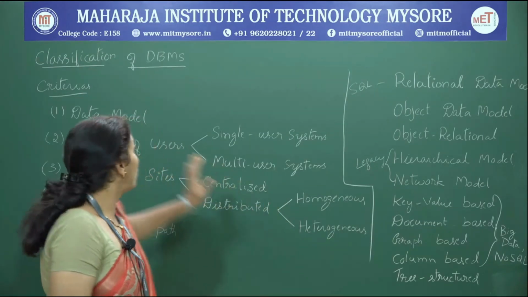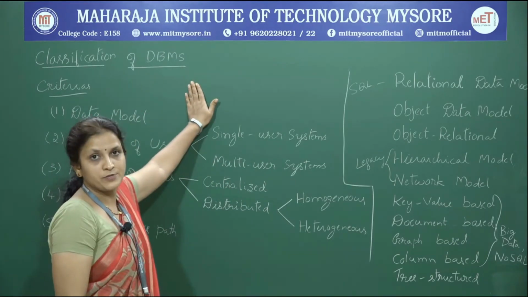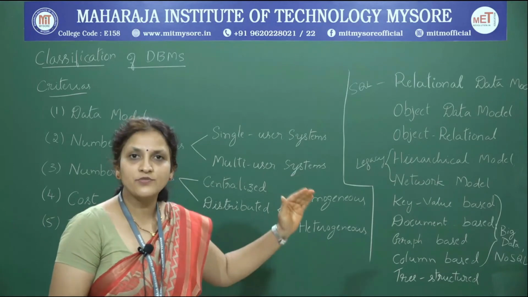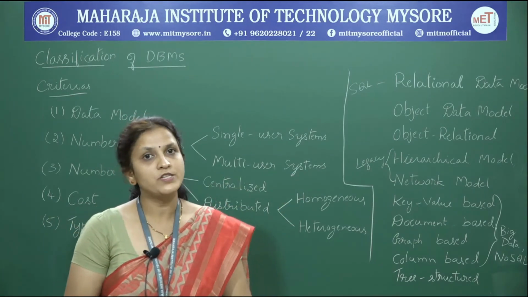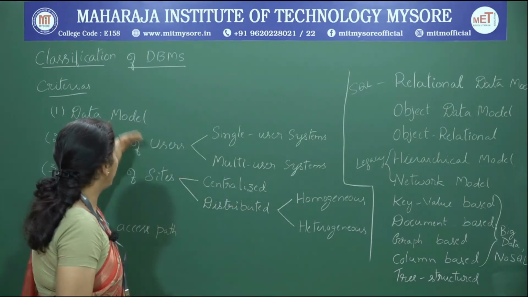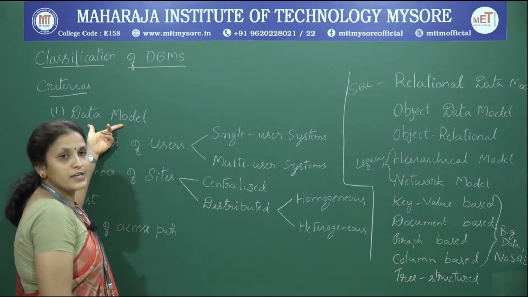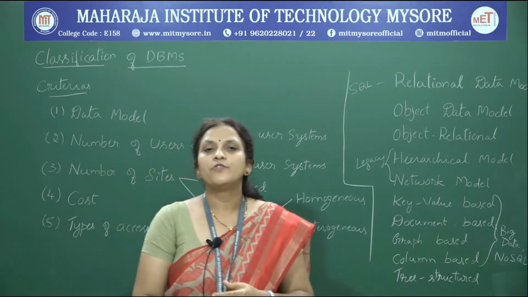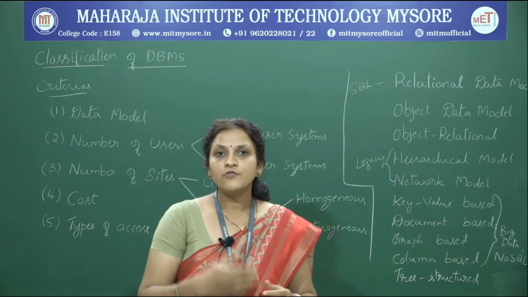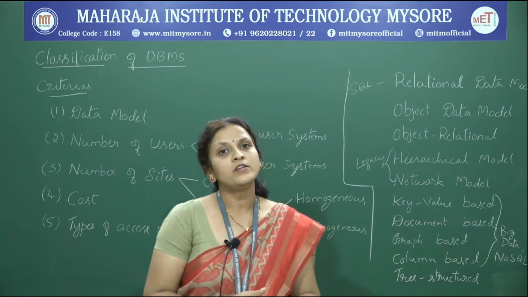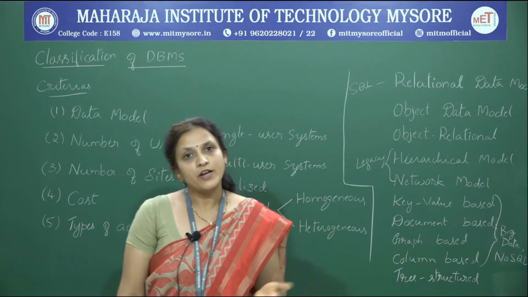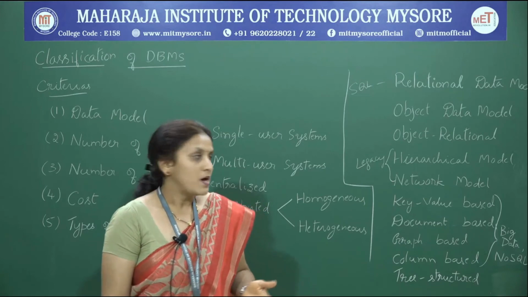Now we will study the classification of database management systems. There are several criteria based on which we are going to classify the available database management systems. We have listed 5 among them here. The very first one is the data model, that is, what are the types of data models that we are going to make use of. Based on that, we are going to classify the database management systems. As we already know, there are plenty of data models available in the market, right.